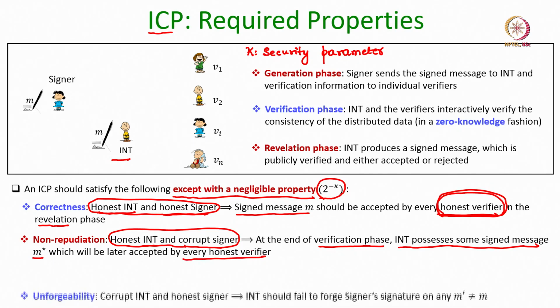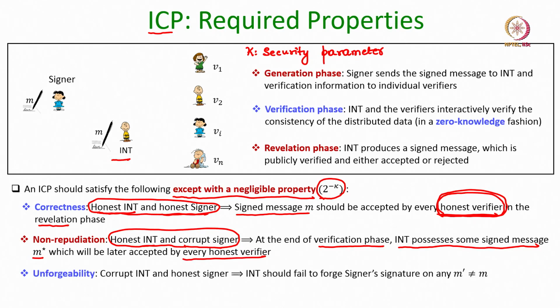We require the unforgeability property, which should hold with respect to a corrupt int and an honest signer. So, we require that if the signer is honest and has not signed M prime for int, then later if the int is corrupt, malicious, and tries to reveal the signer's signature on M prime, where M prime is different from M, then it should fail. All the honest verifiers should reject it.